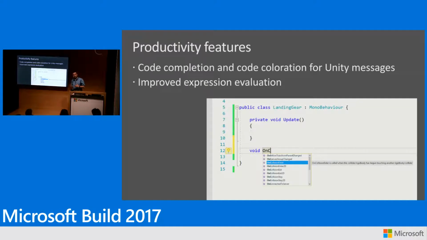We've improved expression evaluation when you're debugging. It's not something that you can easily demo, but when you're browsing your local variables, or when you want to evaluate a math expression in your game, that's also something that we improved in 2017 for Unity. And we have a bunch of new refactorings and code diagnostics that Unity developers will benefit from.